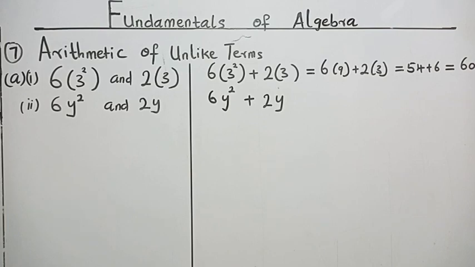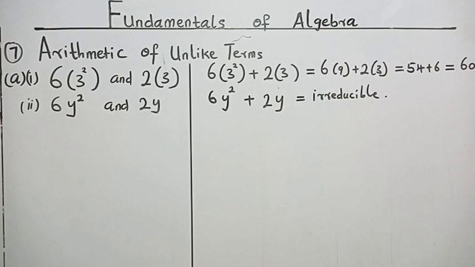Because of that, we conclude that it is not possible to add 2 terms which are unlike terms. That is why I wish to conclude that the addition of 2 unlike terms or more is irreducible. That is, 6y to the power 2 plus 2y is equal to irreducible. And that is it.